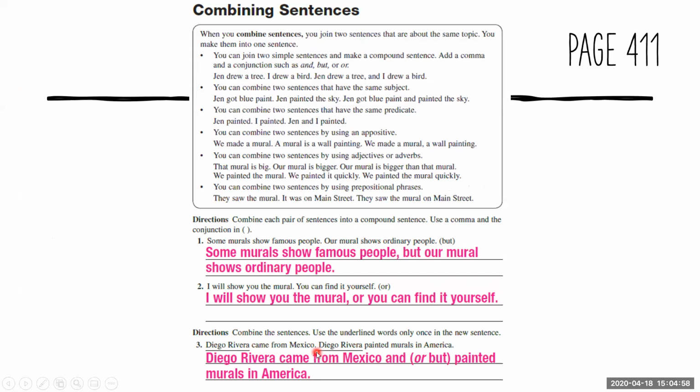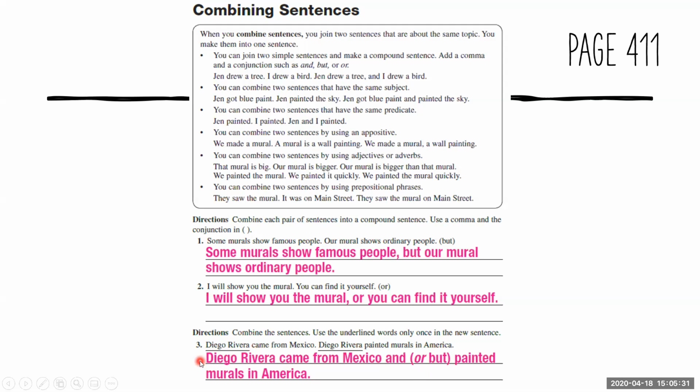And then lastly, number 3, Diego Rivera came from Mexico. We take the full stop away. We can use and painted murals in America. Notice that we did not use Diego Rivera's name twice. We only used it once. And we use that conjunction. We wouldn't really use the conjunction or because we are not comparing two options, and we are not using the conjunction but because we are not contrasting or making a difference between two different parts of a sentence or between two different things. We are giving additional information about our subject, which is Diego Rivera.